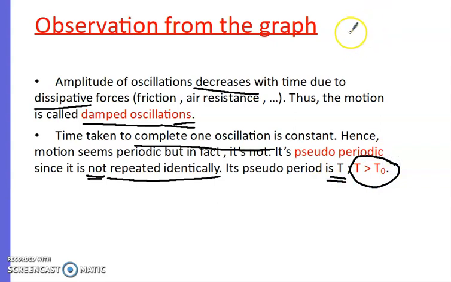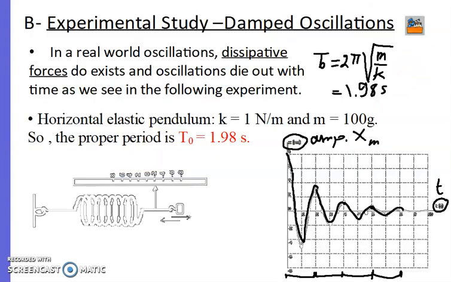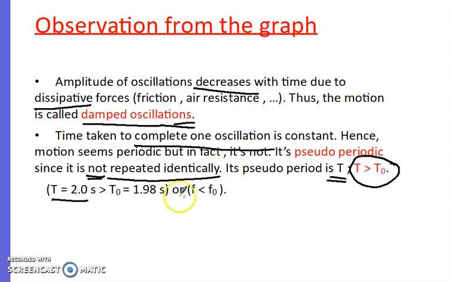Why? Because we measured here the pseudo-period, 2 seconds, and before we have calculated the proper period or natural period, 1.98. Clear? So if T is bigger than T0, of course, f is smaller than f0, because f is 1 over T.